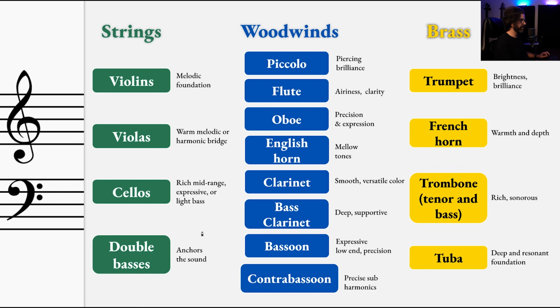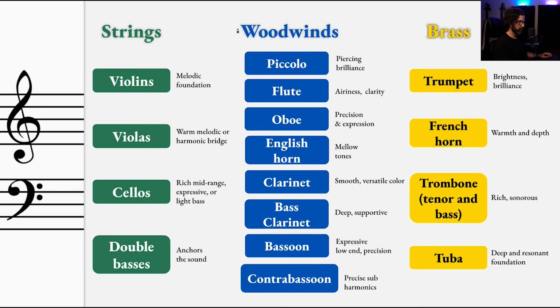Now, if we decide to bring in the double bass and what it provides within the string orchestra, it really anchors the sound. So this is really the feeling that you have when there's double bass in your string orchestra. The sound is much more solid. There's a firm fundamental in the bottom of your chord. And this is what the double bass is made for. Notice that what I present here for the strings are more about their role, like anchoring the sound, a melodic foundation, a warm melodic or harmonic bridge. And this is really because the strings are a homogeneous sound. They sound the same, they should sound unified.